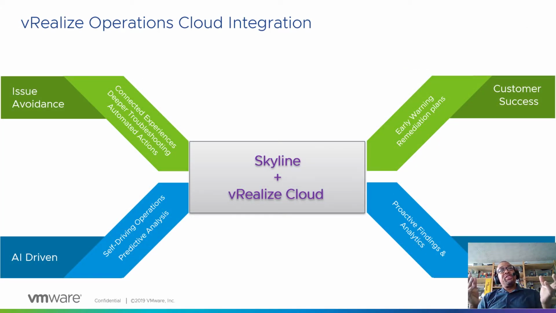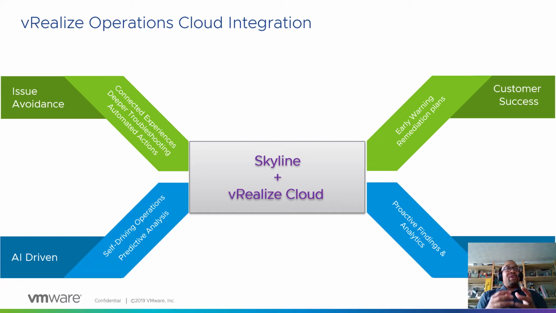But before I go into the feature deep dives, I want to set some context about why this integration was done. By unifying the self-service experience between Skyline and vRealize Operations Manager, the on-prem counterpart to vRealize Operations Cloud, this has always been a top customer request. A lot of customers like yourselves are using Skyline and vRealize Operations Manager side by side and have said that this integration would be helpful in informing their early warning and remediation plans.